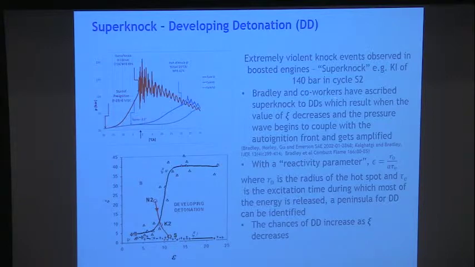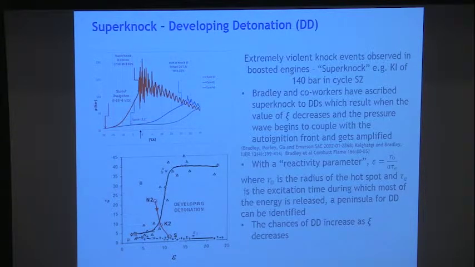And what is super knock? We basically say it's a very violent knock event. For example, in this case, the peak-to-peak knock intensity was 140 bar. If you remember, I said our threshold value is 0.5 bar. So it's 280 times worse, basically. And again, Derek Bradley and co-workers have developed this framework, and they ascribed it to what we call developing detonations. This is based on work that Oppenheim and Zeldovich and the big giants of combustion theory did many, many years ago, and they have developed it further.